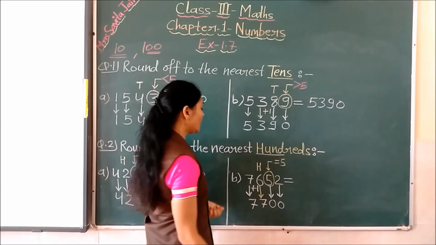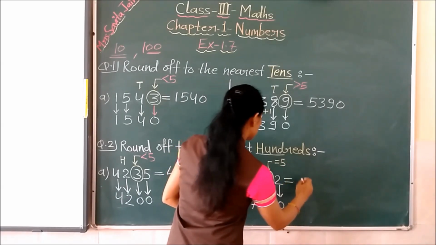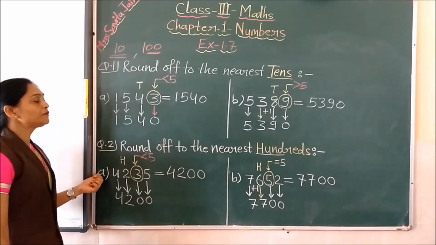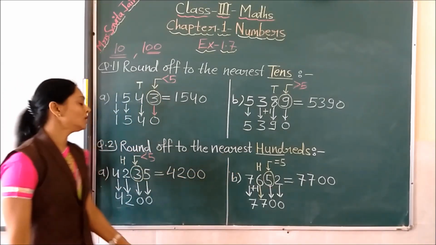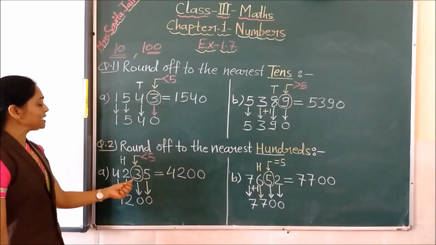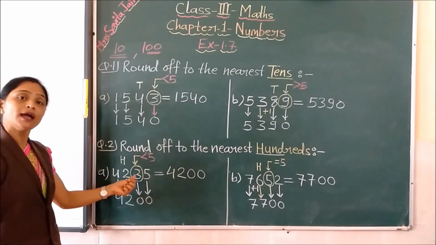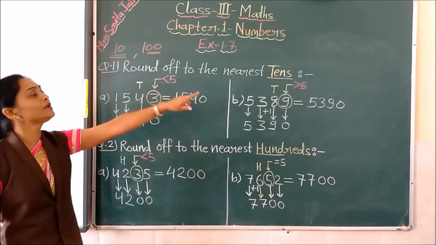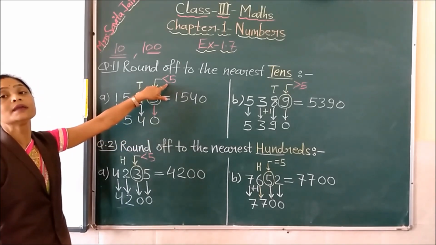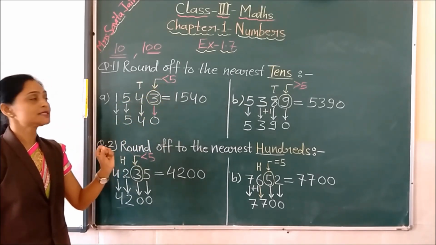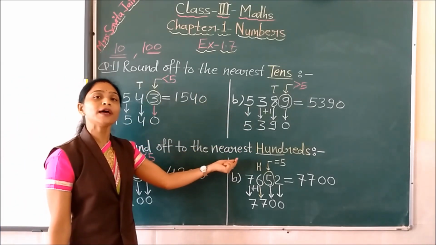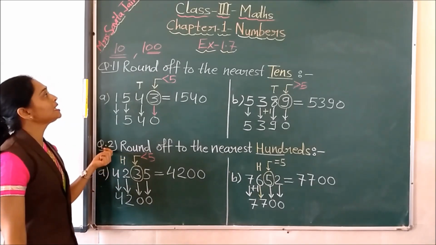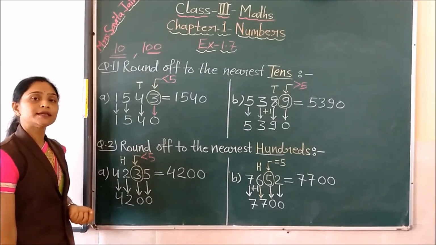Yes children. So now we got this number as rounded to the hundreds: 7,700. So this way you may round off any number to the hundreds also. You have to see the second place, means tens place digit, when you are rounding to the hundreds. And when you are rounding to the tens, you have to see the ones place digit. And this rule you remember children: when it is less than 5, it will be unchanged, no change. And when it is equal to 5 or greater than 5, it will be increased by 1, the next place digit. Yes children. So now we will see the second question of this exercise.